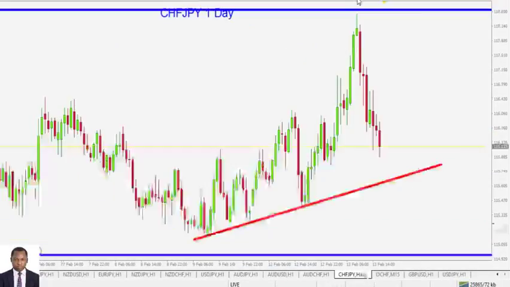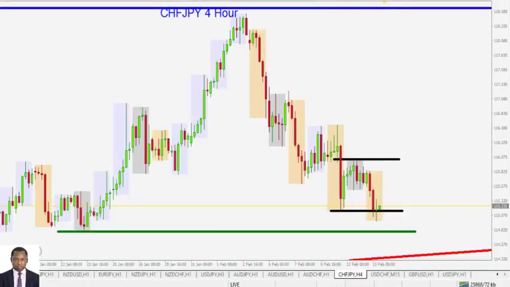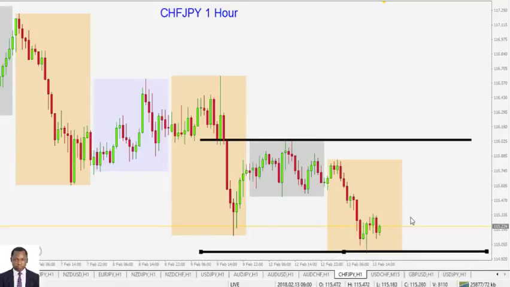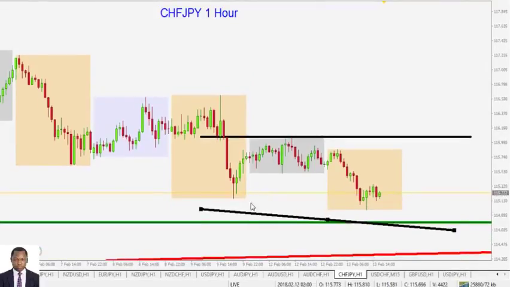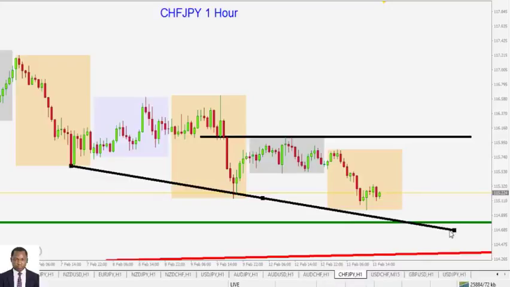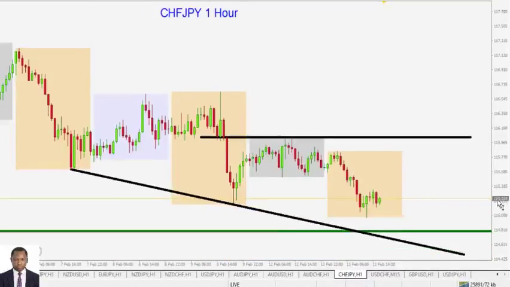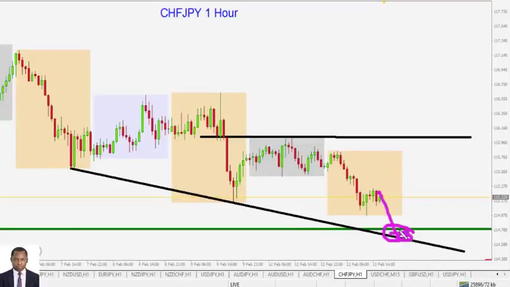Swiss franc against the Japanese yen. So a level of resistance. Nothing really there, but you might have a counter trend line, maybe that one here. So be careful. If you are hitting your sell button, there are possible levels of support around that area.